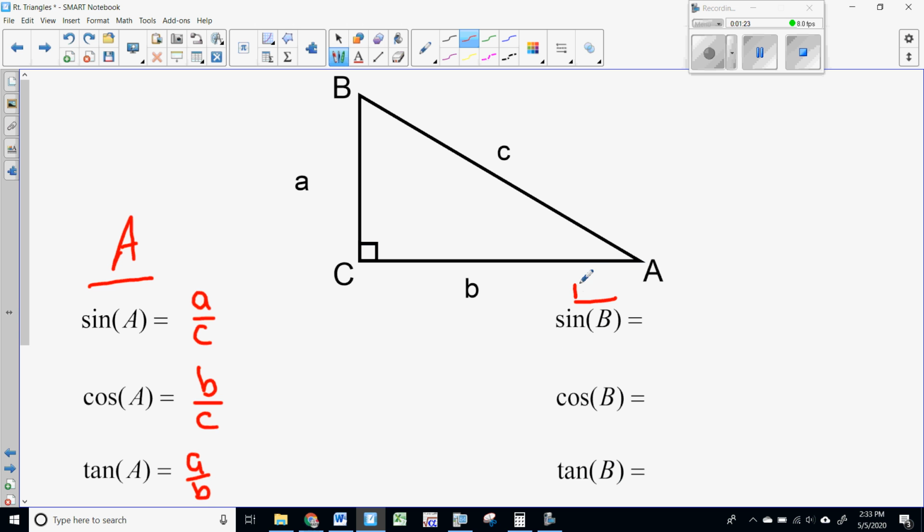Now, if we switch to angle B, that changes everything. Now b is our opposite over c. a is now our adjacent, so cosine of B is a over c. And then tangent of B is b over a. So you can see for every single triangle, we have 6 trig functions we could get from that one triangle. We don't ever use angle C with SOHCAHTOA because that is the right angle. So how do we know which of these 6 to use? That's what we want to look at as we do these today. We want to pick which of these we're going to use to solve.